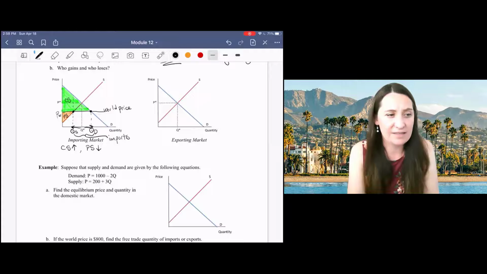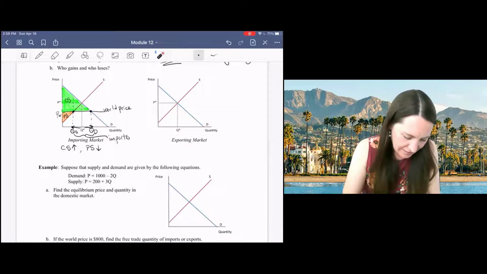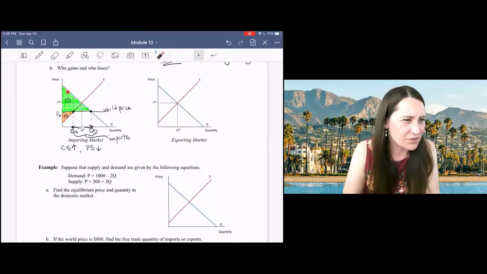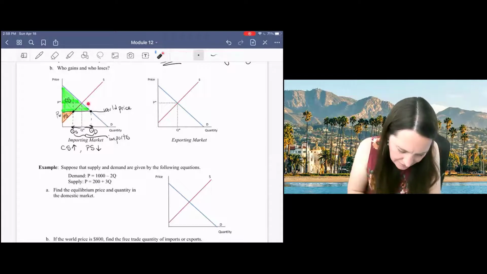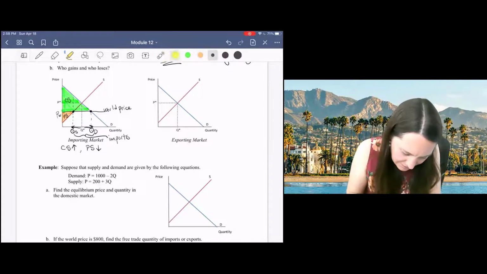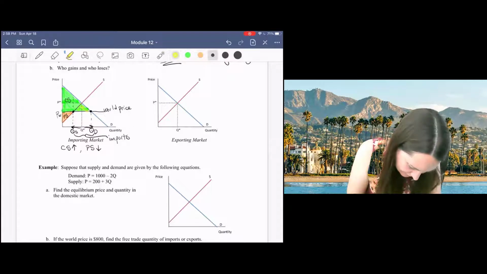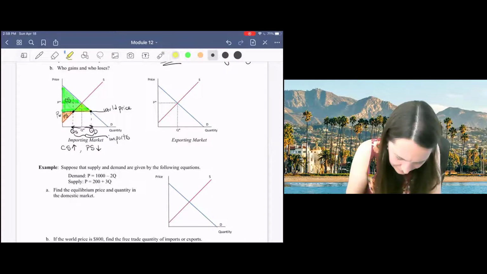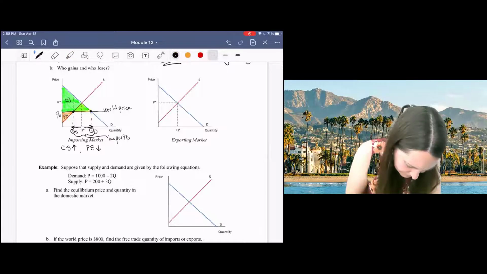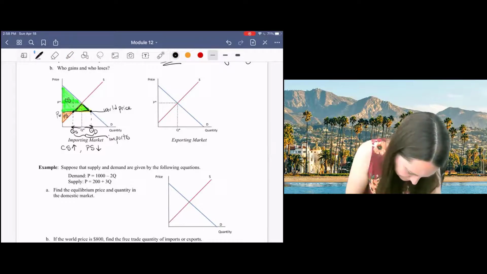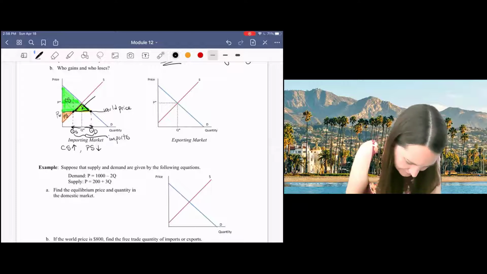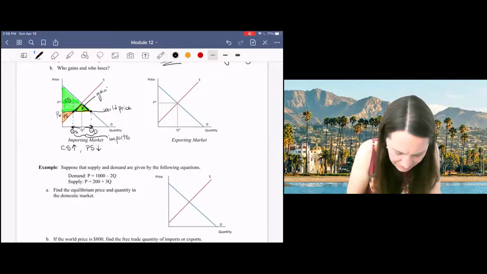Overall, total surplus has increased. Recall that at the domestic market equilibrium, total surplus would have been equal to the area of this triangle. But now there's an extra piece here, and we can mark that as gains from trade. This is the increase in total surplus that results from international trade in this market.